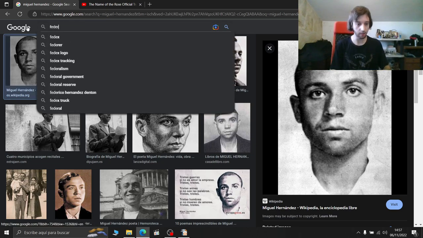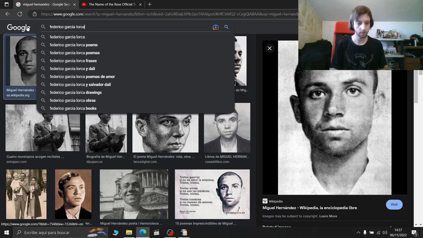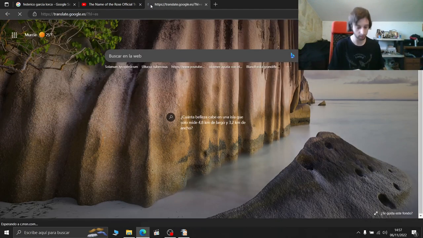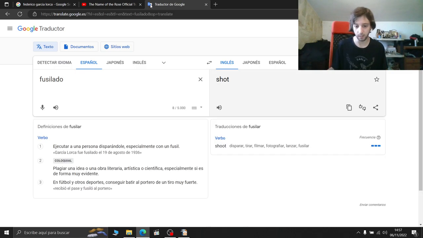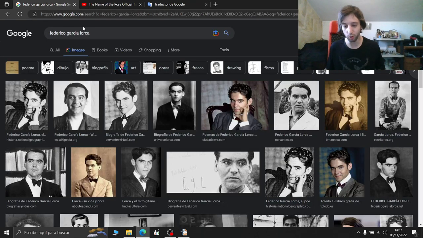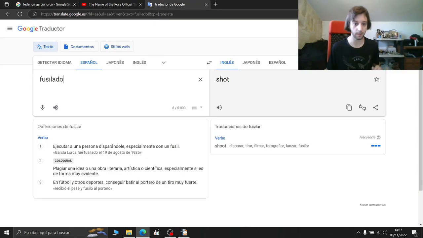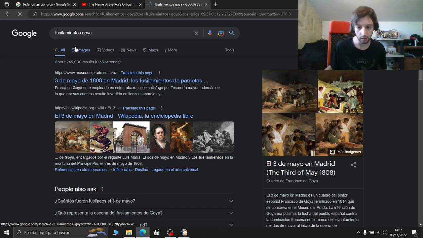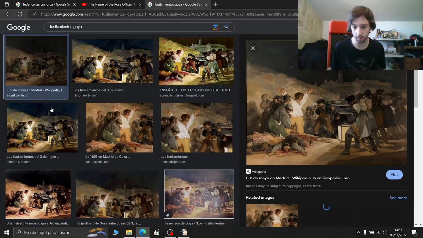Then there is Federico García Lorca. And this poet had problems in the war, like Federico García Lorca was killed in the war. I don't know how to say in English, let me translate. So he was sued, okay. He was sued, but not because he participated in the war. He was condemned to death, and then they killed him. If you remember The Third of May, the Fusilamientos of Goya. So he was sued something like this.